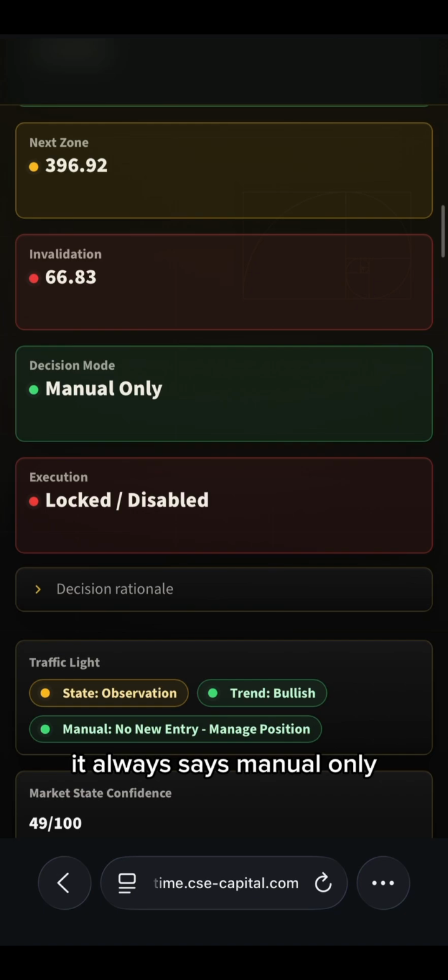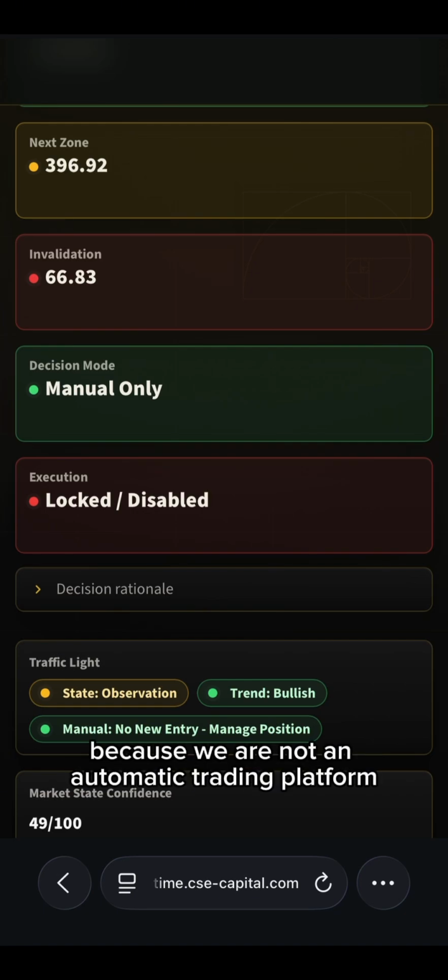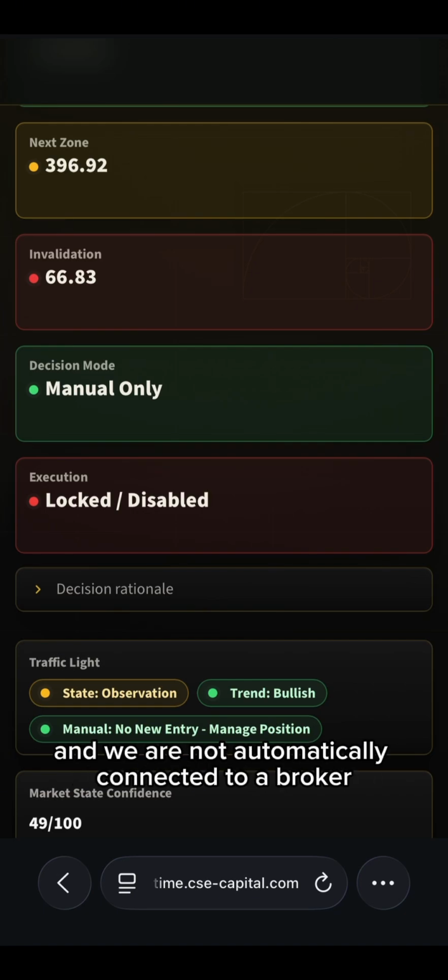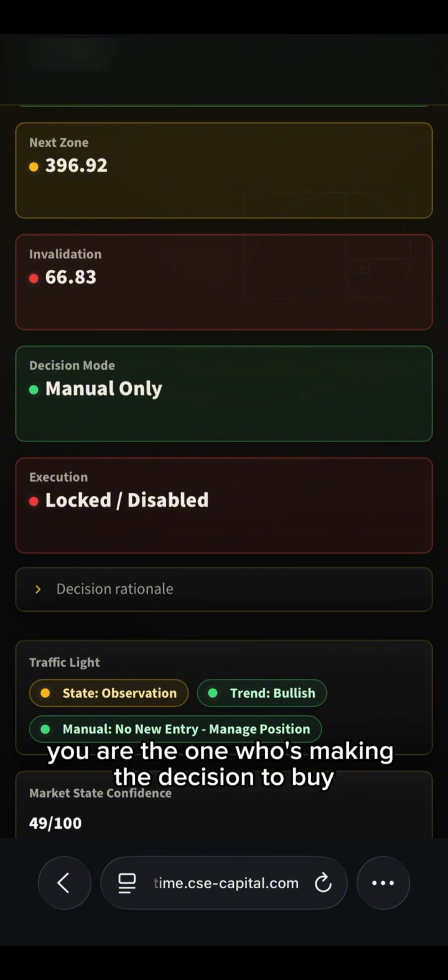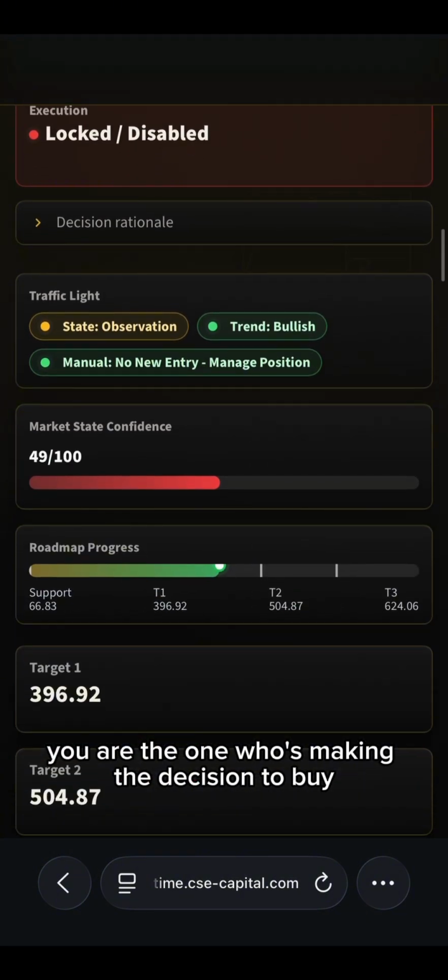It always says manual only because we are not an automatic trading platform and we are not automatically connected to a broker. You are the one who's making the decision to buy or to sell.